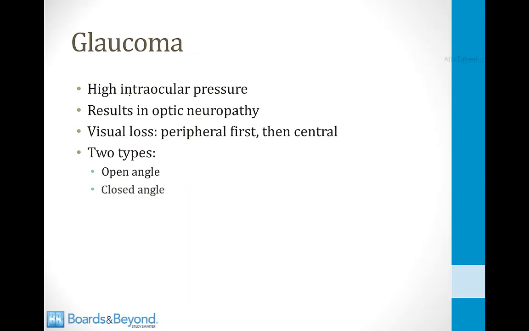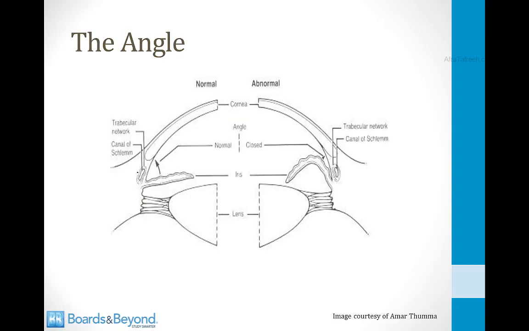So when patients have high intraocular pressure, we call that glaucoma, and the reason it's bad is because it results in optic neuropathy. Over time, it will destroy the optic nerve and patients will go blind. And it's high yield to know that the pattern of visual loss in glaucoma is peripheral vision first, followed by central vision last. And there are two types of glaucoma, open angle and closed angle, and you need to know the difference. So let's talk about what we mean when we refer to the angle of the anterior chamber.